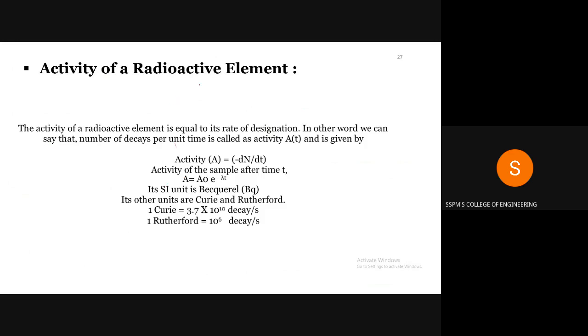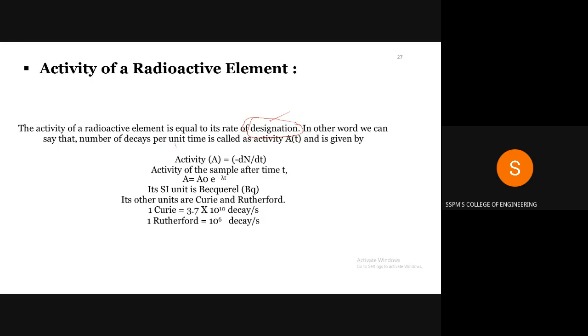Now, the question is, what is the activity of a radioactive element? The activity of a radioactive element is equal to its rate of disintegration, not designation. Here is one typographical error: this must be, the activity of a radioactive element is equal to its rate of disintegration. In other words, the number of decays per unit time is called its activity. It is different for different nuclei, obviously.